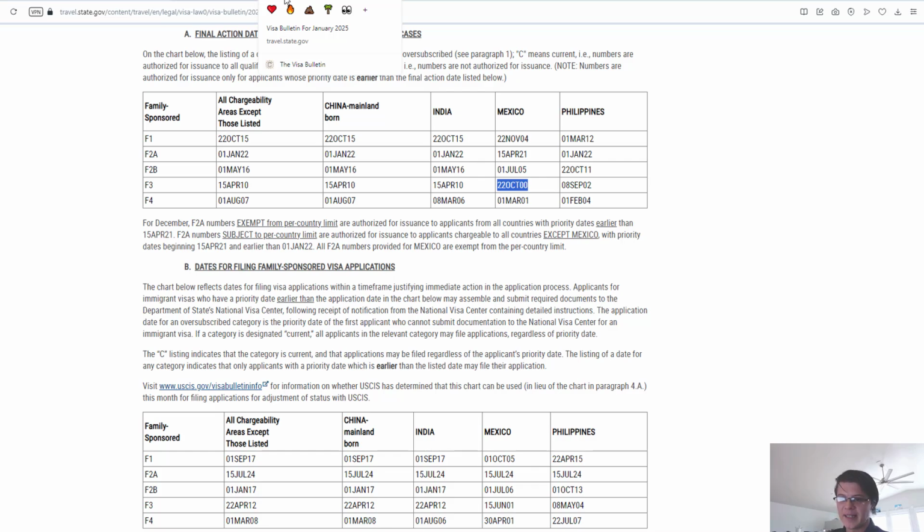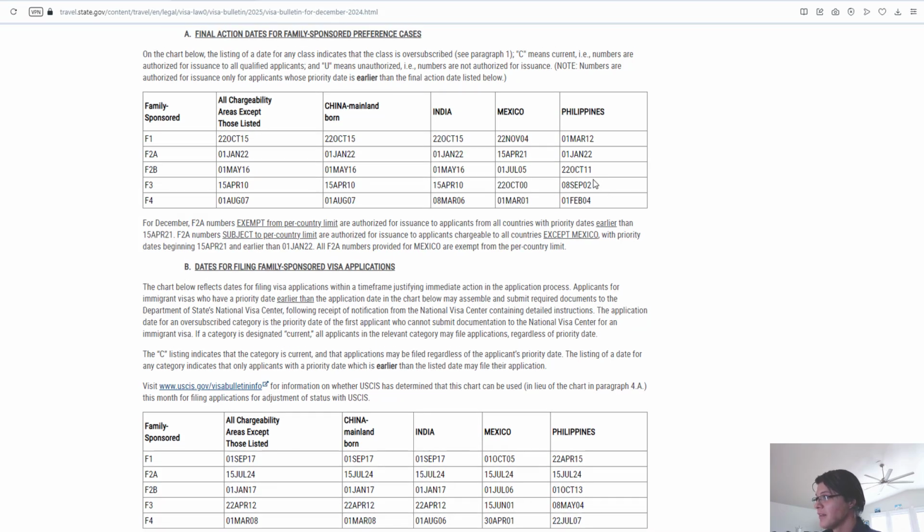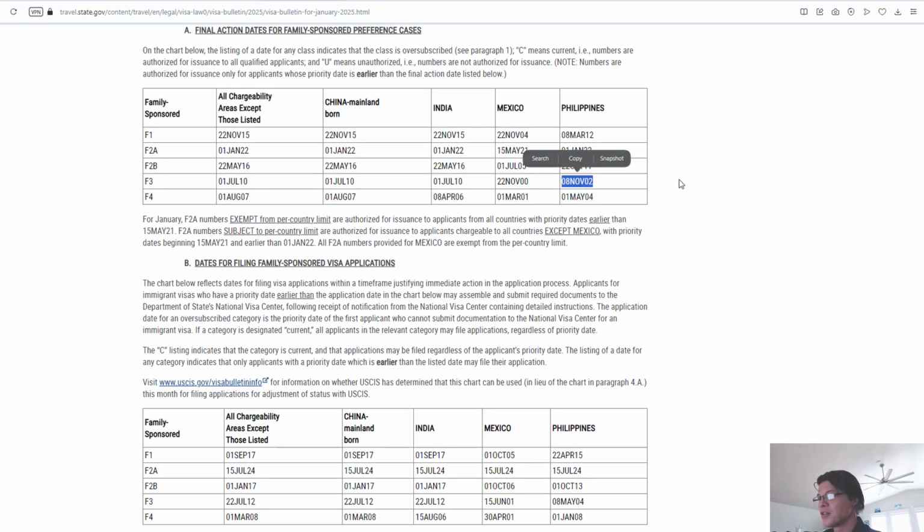A steady movement that we would expect. We would hope, it would be nice to see something better, but yeah, something is better than nothing. One month's movement. Philippines, we have from September 8th, 2002 to 8th November 2002, so two months movement for Philippines. So overall, F3 looks like we have pretty good news for the F3 categories, third family preference category.